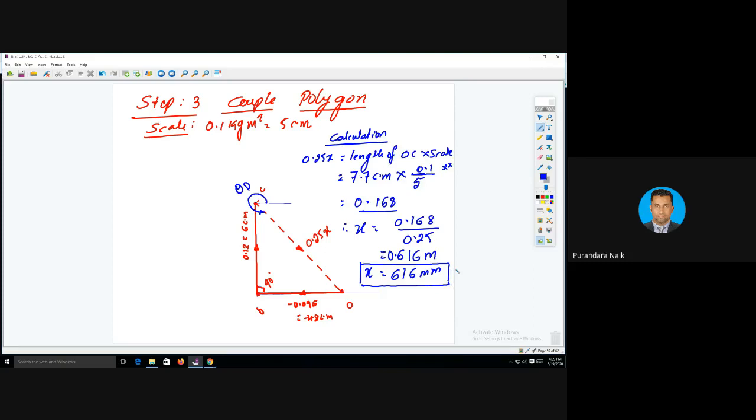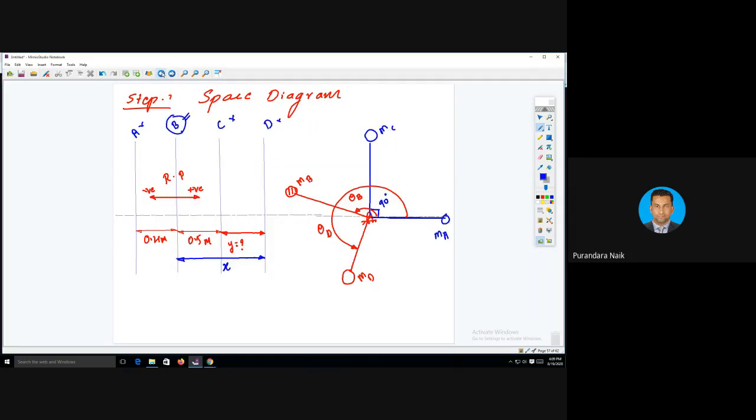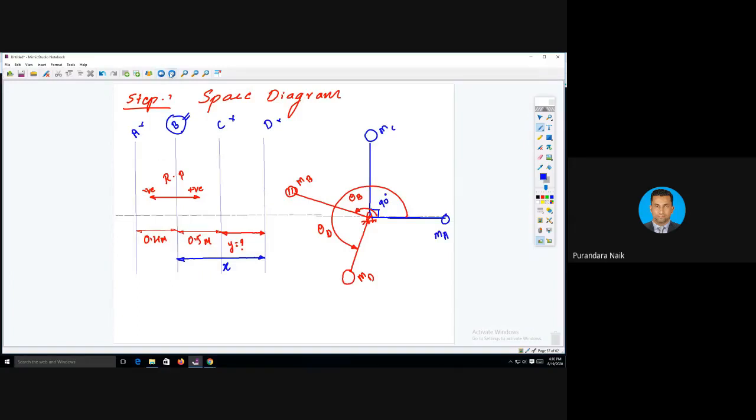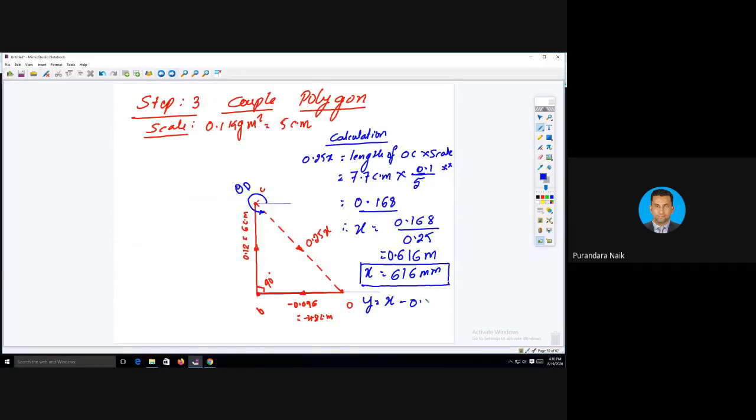Right? So what is the value of x here? x is 616 millimeter. But what is y? The problem has asked for y. y is equal to x minus 0.5 meter. It is equal to 0.616 minus 0.5. That is equal to 0.116 meter. That is y.